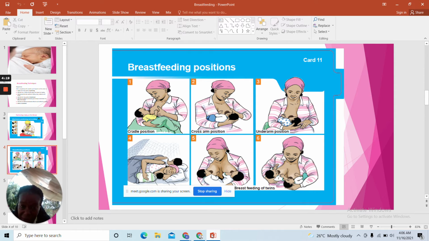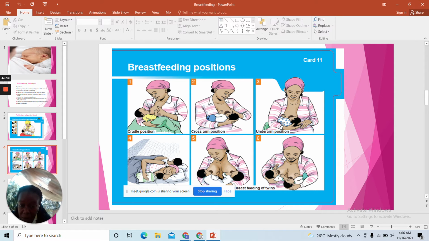Which other one can you see? And then we also have lying down. So the main positions that we have, there are 4 main positions.